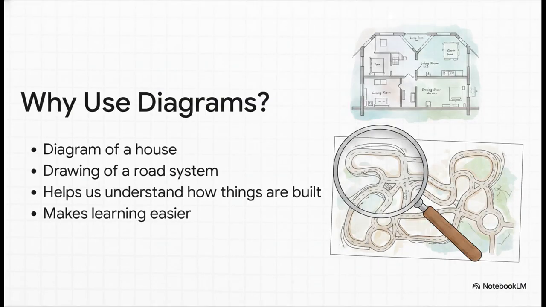Whether it's a diagram of a house or a drawing of a multi-lane highway system, visual spatial planning is absolutely crucial. It helps us understand exactly how things are built and makes learning about them so much easier. Planners can spot structural conflicts and fix logistical problems long before a single shovel hits the dirt.